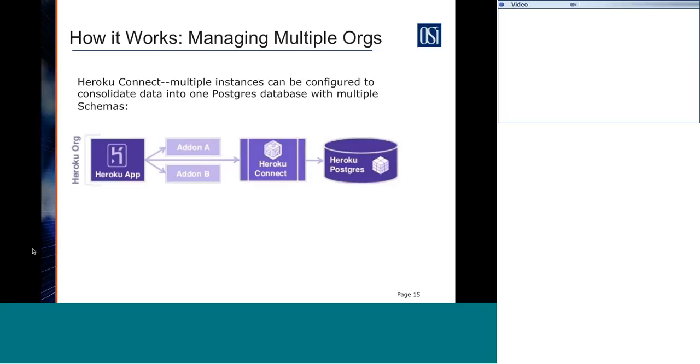So if I have an org A and an org B, I'll add two different Heroku Connect add-ons, one for org A and one for org B. This will create a single Postgres database, but with two different schemas inside it. One schema will be for org A and one schema will be for org B. So we can maintain a single database for multiple orgs, and Heroku Connect automatically syncs depending on the connection and the mappings that we create between Heroku and Salesforce.